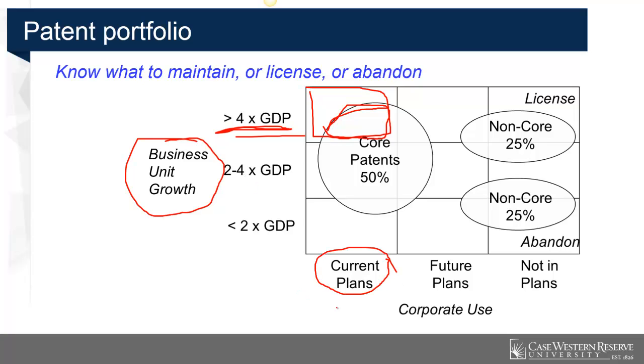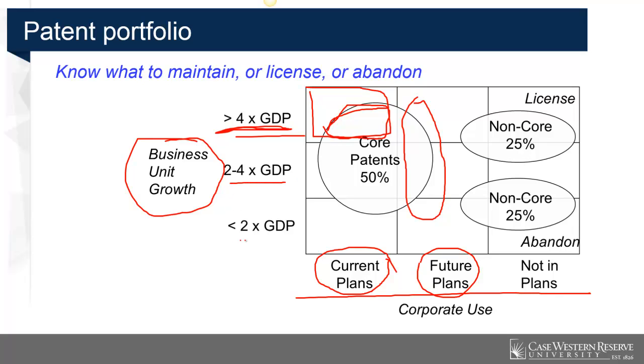Now what you have to do is, of course, like everything else, have a portfolio of strategy for your business unit development. So you can have current plans, future plans, and maybe things are such that what you really want is for your core patents to address maybe even smaller markets as the market gets fragmented or something like that.